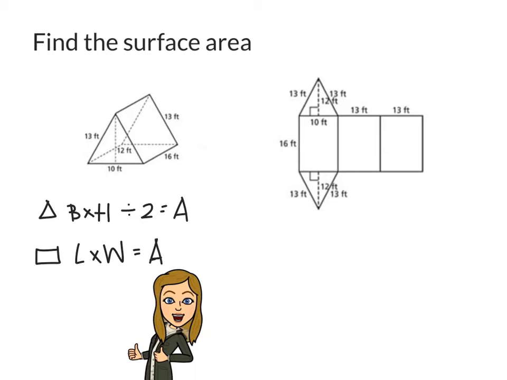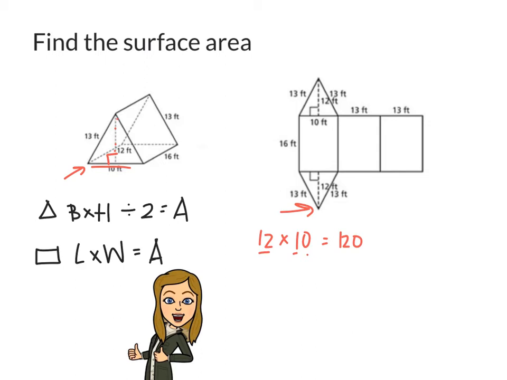So for our triangles, you can see in the net here, and you can also see in the 3D figure, that we have a base of 10 feet and a height of 12 feet. Remember, that's where the 90-degree angle is. So in order to find the area of the triangle base, I'm going to take 12 times 10, which equals, remember 12 times 1 is 12, add the 0, 120.